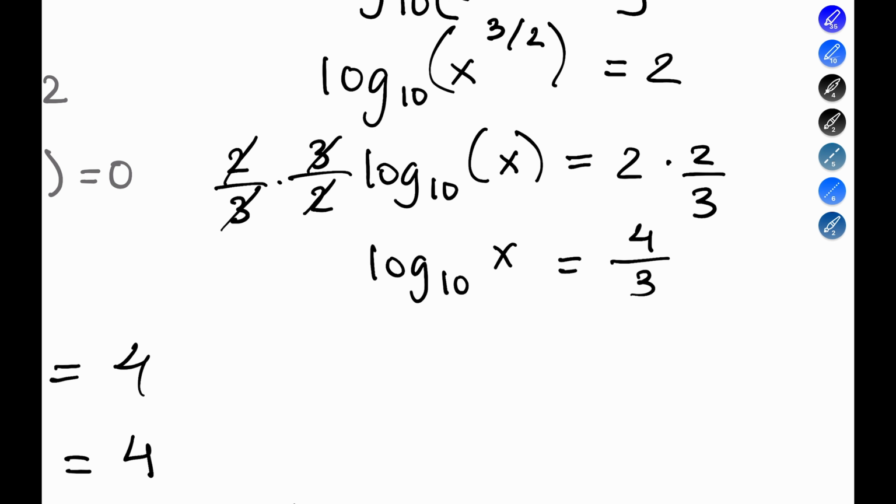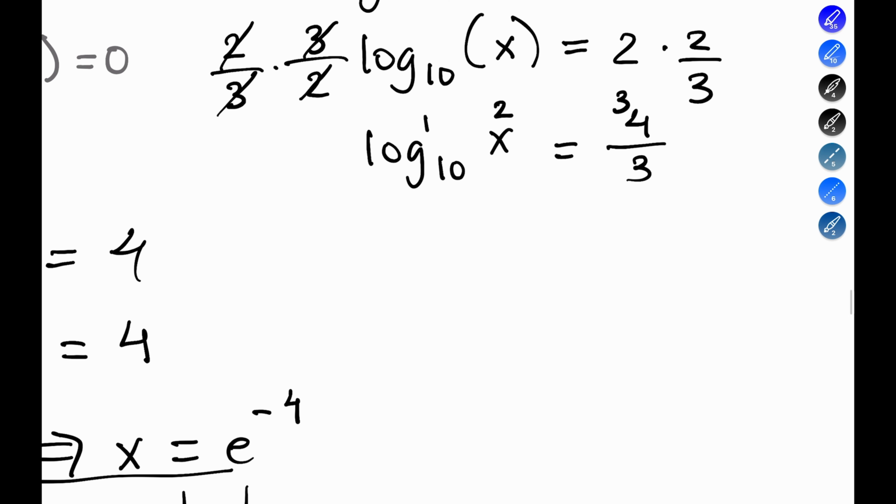Now we could turn this into an exponential function. So this is a logarithmic function, which is 1, 2, 3. And an exponential function would be 1. So the 1 is the 10, and so it will be 10 to the power of the 4/3. That's going to be equal to x.